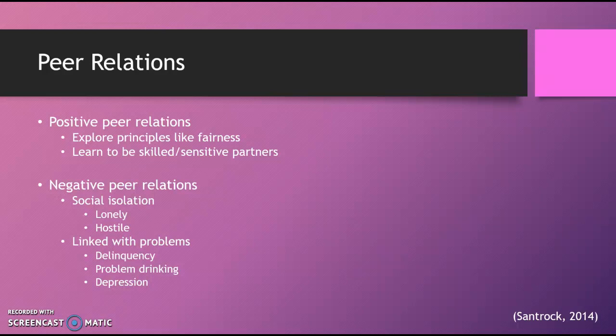On the opposite end of the spectrum, negative peer relations can have a huge impact socially. The child can be socially isolated. They can feel lonely, and that can cause them to react in a hostile manner and act out. It's linked with problems like delinquency, problem drinking later on in life, and depression.